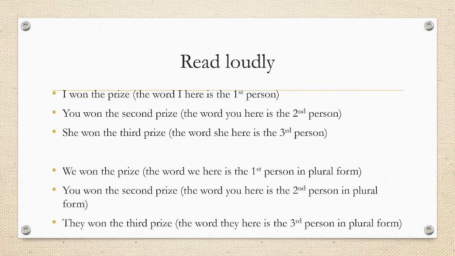So likewise, next examples are: we won the prize. Now the first three sentences were the singular form of pronouns, and now I'm reading the plural form of pronouns. We won the prize. Okay, first person plural form. You won the second prize. You here is the second person in plural form, and they won the third prize. The word they here is the third person in plural form.